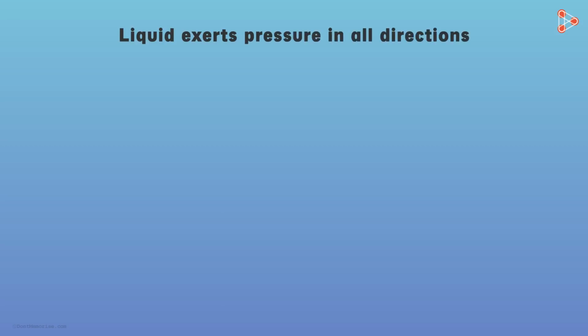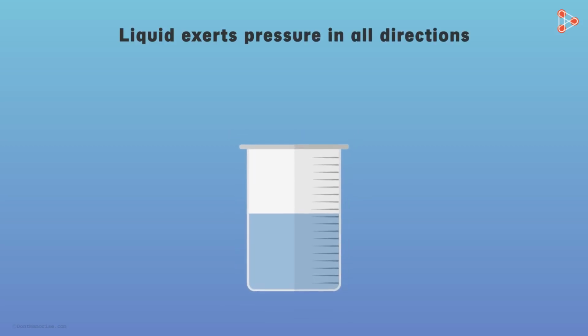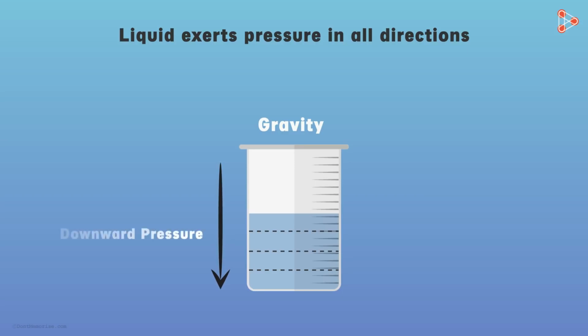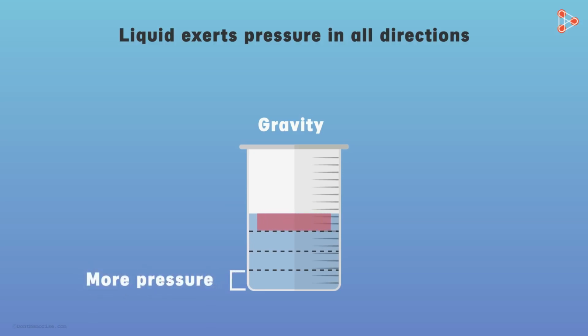In our previous video, we studied that the liquid exerts pressure in all directions. For example, here we have the water in a beaker. Due to gravity, this water is pulled down towards the Earth. If we divide this water into different layers, then each layer is being pulled down by the Earth. Due to this pull, water exerts downward pressure, and this pressure is uneven throughout. That is, the bottom layer experiences more pressure than the top layer.